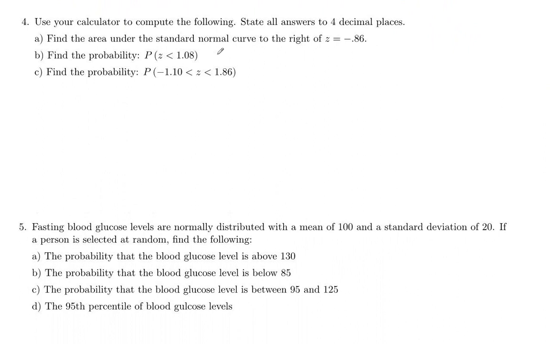Use your calculator to compute the following. State your answers to 4 decimal places. So find the area under the standard normal curve, so that means z-scores, to the right of z equals negative 0.86. So let's sketch a picture here.